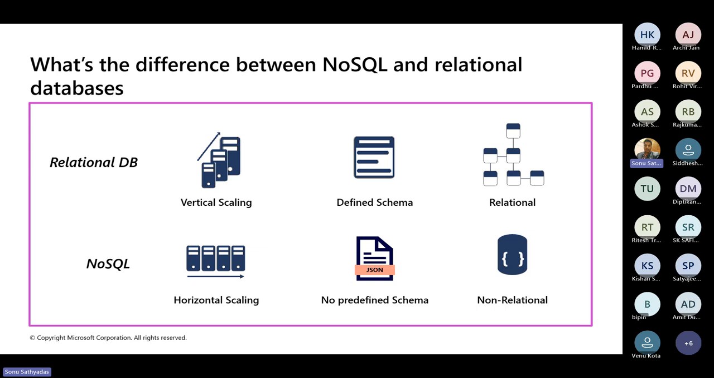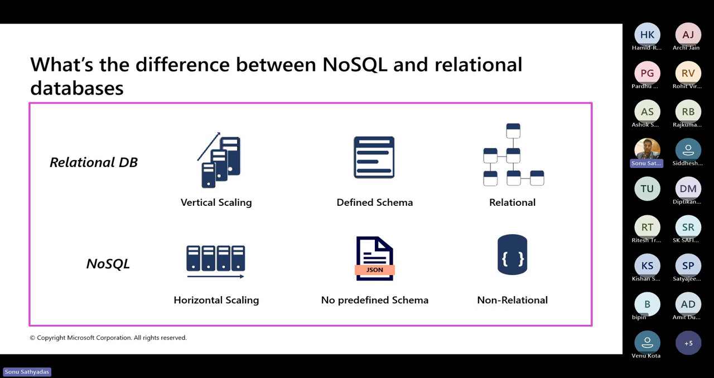Because in relational databases, mostly we do vertical scaling. Whenever we feel the database performance is very low, we have to increase the capacity of the server. That is vertical scaling. Instead of increasing the number of servers, we are increasing the capacity of the server. That is what happens in relational databases.